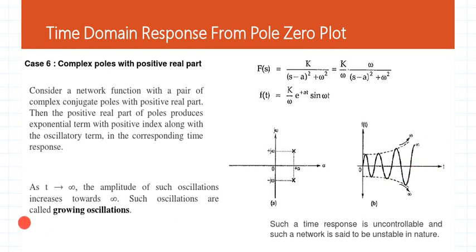Such oscillations are growing oscillations, and therefore, when the poles are in the right half of the S-plane, the output is unstable in nature. Right? When the poles are complex conjugate, you will have a sine waveform, but since they are in the right half of the S-plane, these sine waveforms are growing oscillations. They are uncontrolled, and therefore we say that the output of the system is unstable in nature.